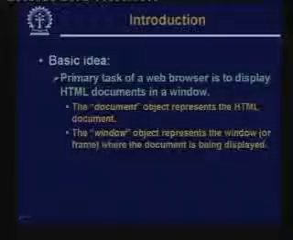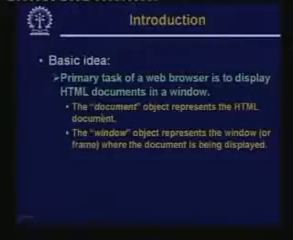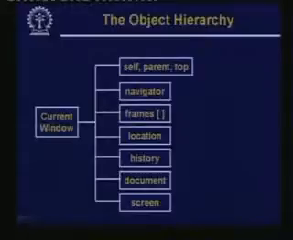So, there are two things you need to specify when you are talking about a document being displayed. Number one, what is being displayed, that is the document. Number two, where it is displayed, that is in which window. Okay. Document and window are two related objects we require in this case. As I have just said, the document object will represent the HTML document, whereas the window object will represent the window or the frame where the document is actually being displayed. Now, this diagram shows the object hierarchy of window.